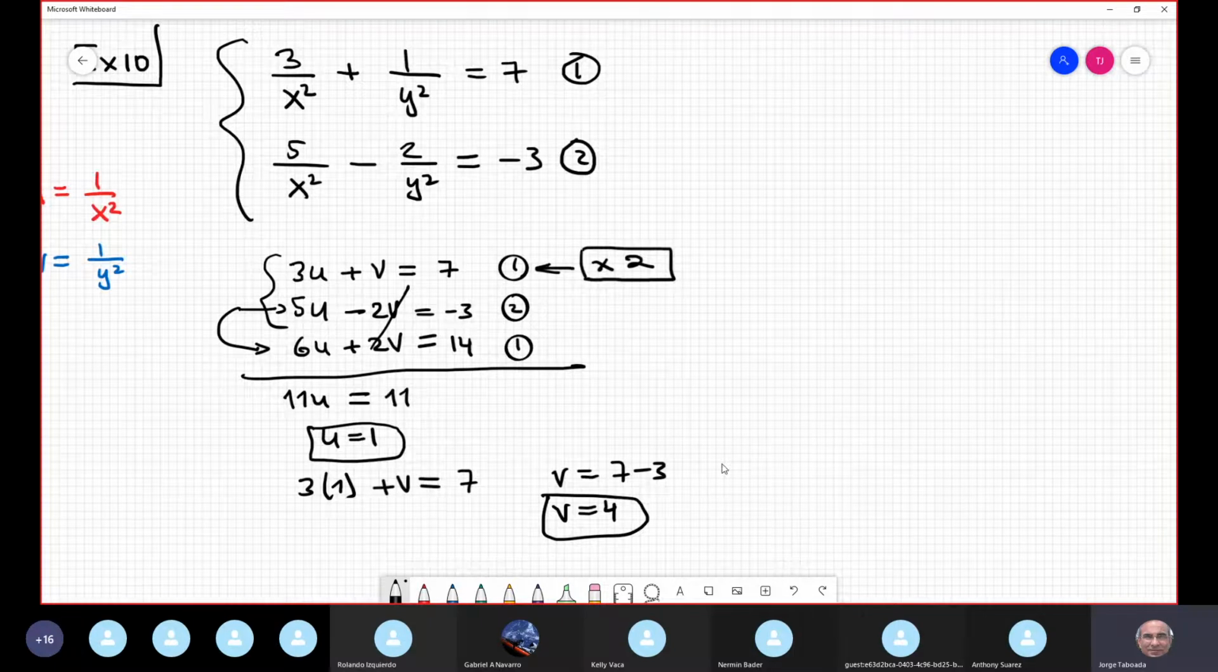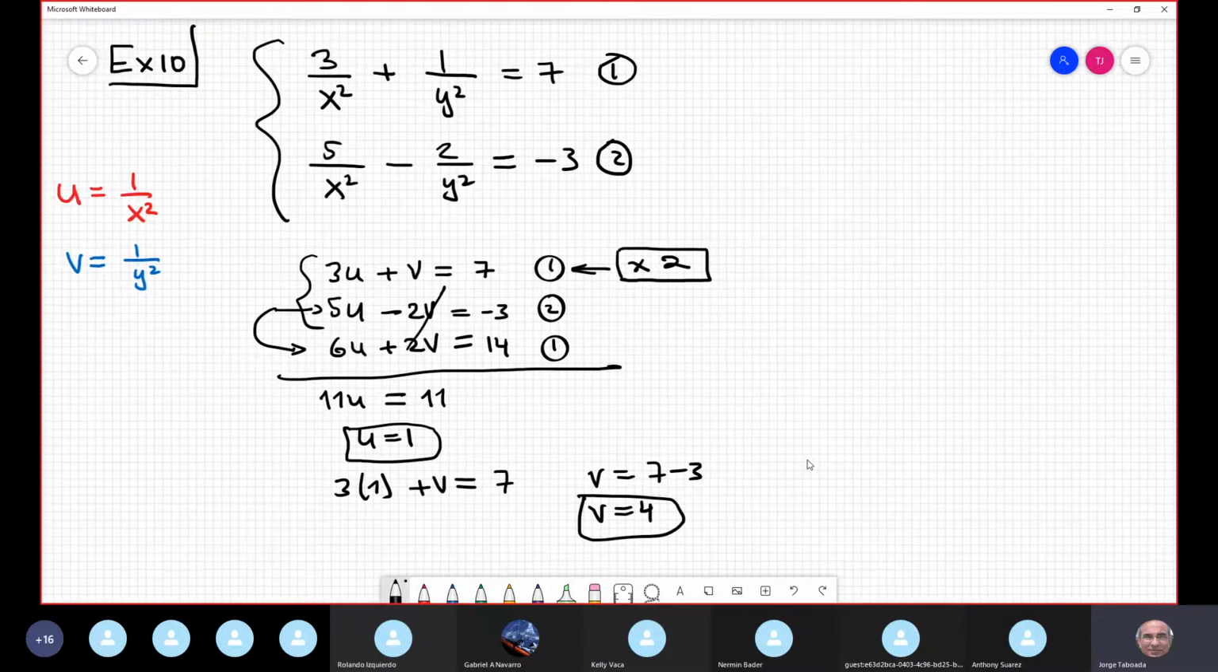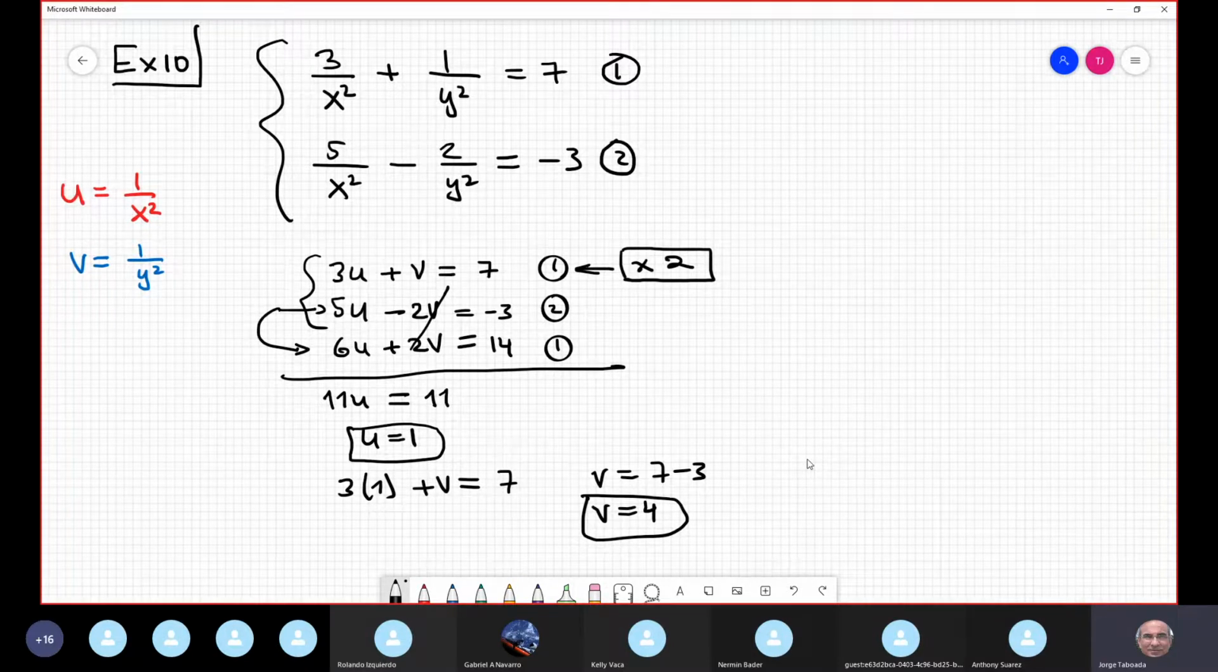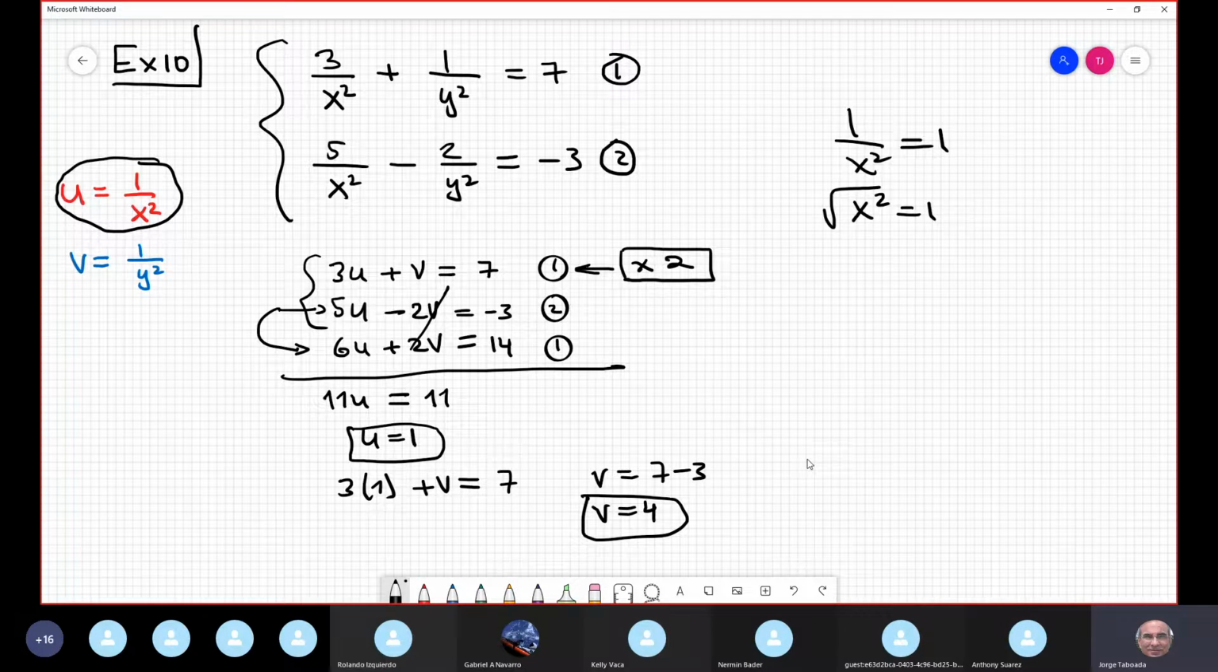But this is relatively easy because I know that u is 1 over x squared. Look, let me show you. I focus on u equal 1. I substitute here. I have 1 over x squared equal 1. Cross multiply. x squared equals 1. Apply the square root to both sides. x is equal to plus or minus 1.